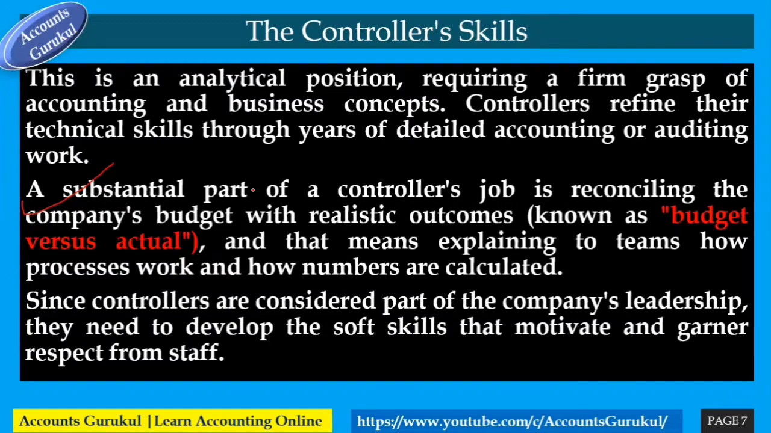And since controllers are considered part of the company's leadership, they need to develop the soft skills that motivate and garner respect from staff. That's very essential, because you have to earn respect from the team, and you will not get respect from your position. People will respect your knowledge, and you have to demonstrate that through your soft skills and your leadership skills. Then the team is going to respect you.